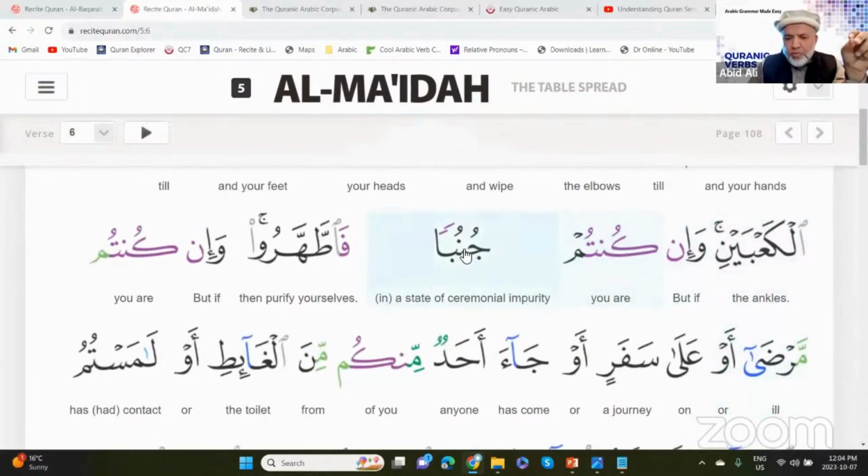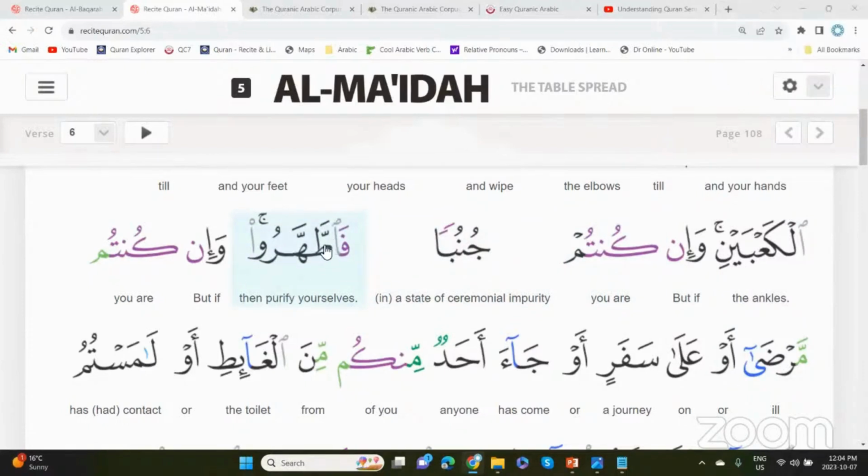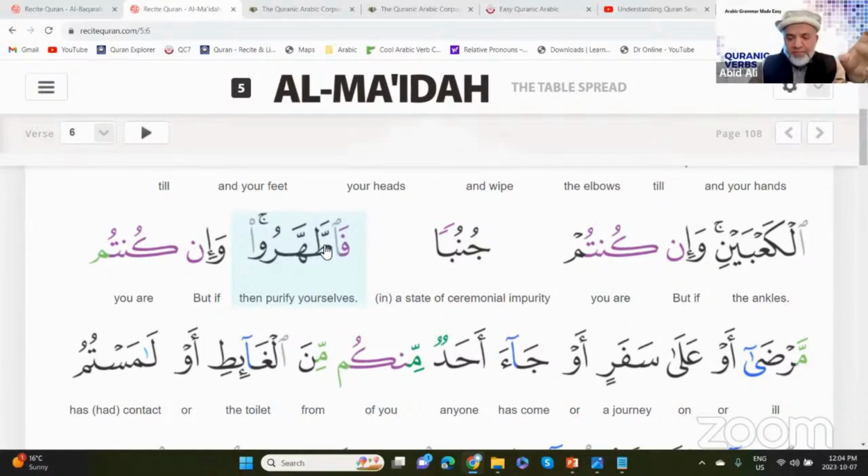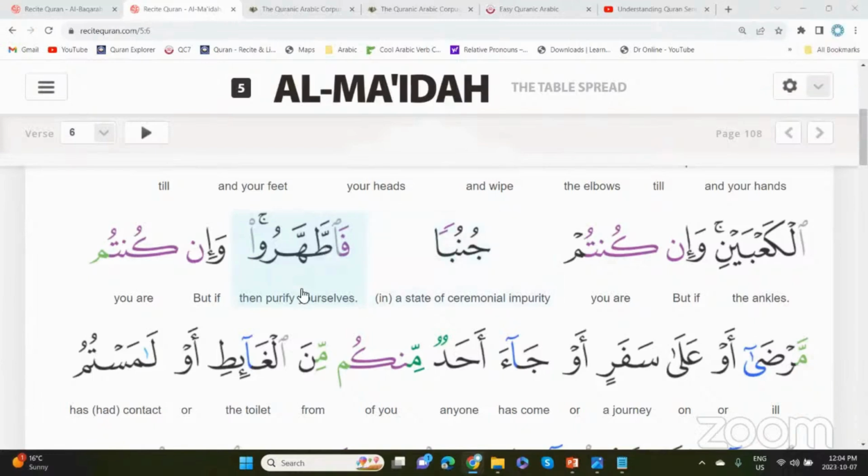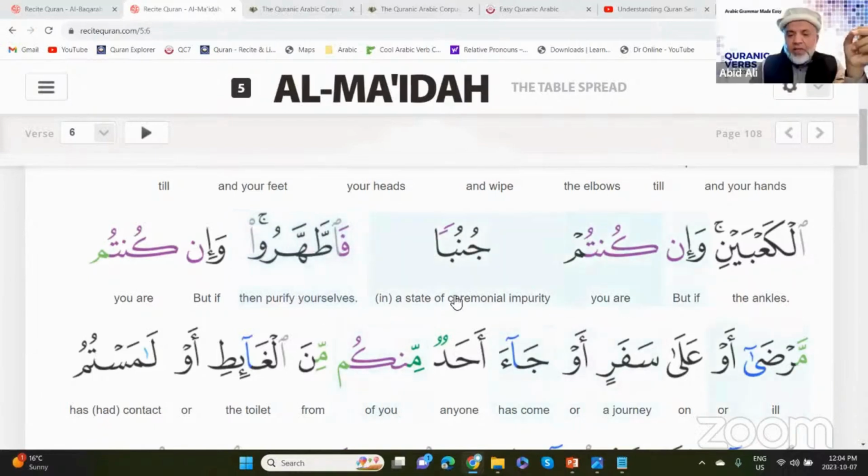Wa in kuntum junaban fattahharu. Is this fattahharu something like fa'alu? Yes. So is Allah subhanahu wa ta'ala talking to all of them? All the men and women? Yes. Yes. Fattahharu. So then if you are impure and you need a ghusl, you need to clean yourself.